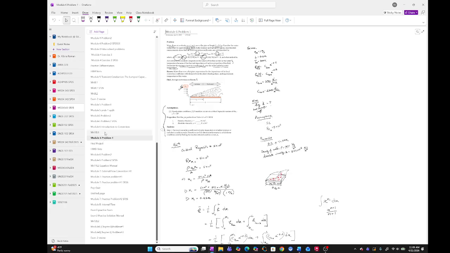Let me clarify the syllabus: chapters 6 and 7. Depending on which book you are using, if you're using Incropera or Cengel, those are the two chapters. If you are using other books, you just have to know Intro to Convection and External Flow. Those are the syllabus. Does everybody understand? External flow and intro to convection.